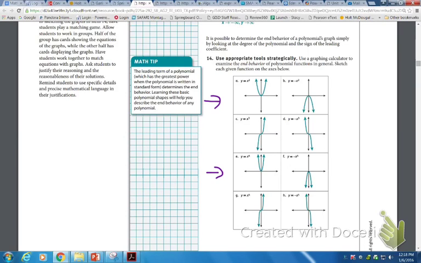Now, look at C, D, and G and H. Your x cubed and your x to the fifth. What do you notice about those? Do they look the same? All right. So here's our evens, and here's our odds. You did x to the third and x to the fifth. What do you think is going to happen if you do x to the seventh? Is it going to have the same end behavior as x cubed and x to the fifth?